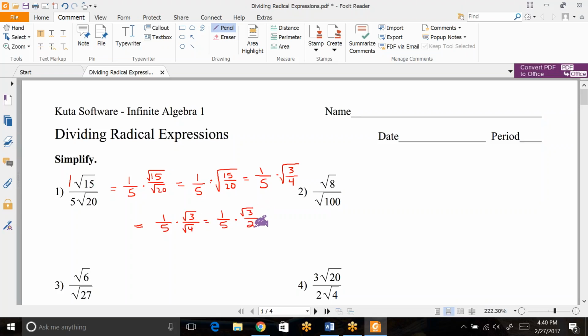Square root of 4 is 2. So now I'm just multiplying. 1 times the square root of 3 is just square root of 3. 5 times 2 is 10. So this is square root of 3 over 10.